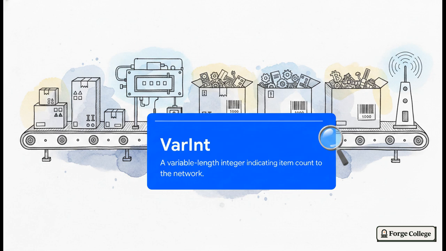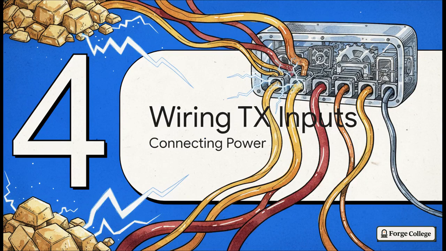The varint simply tells the assembly line, hey, exactly this many parts are inside the upcoming box. It's brilliant because it saves a ton of space and keeps the processing highly efficient. All right, chassis framed. We're now ready for Section 4, Wiring the Transaction Inputs.